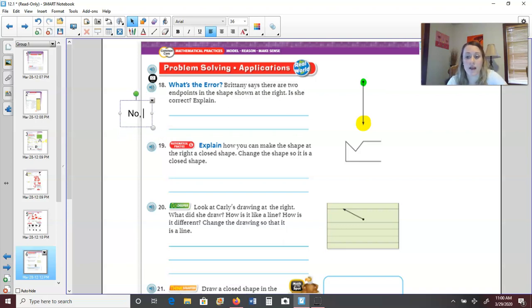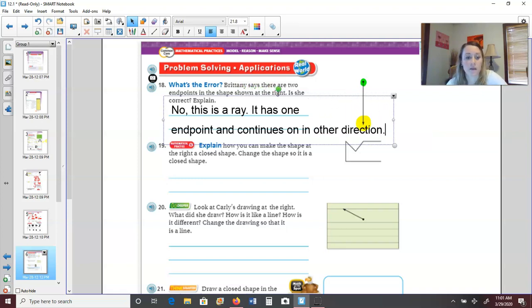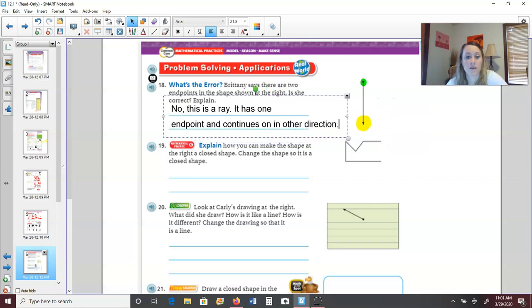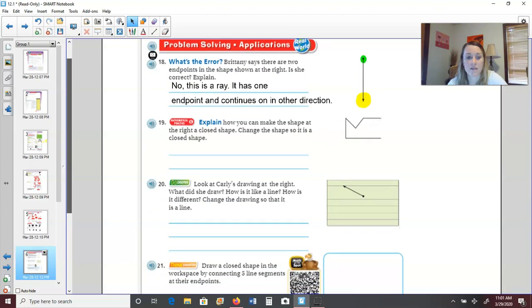We clearly can see that the shape does not have 2 endpoints. No, this is a ray. It has one endpoint, and continues on in the other direction. Okay? Very good. Give you a moment to write that down.